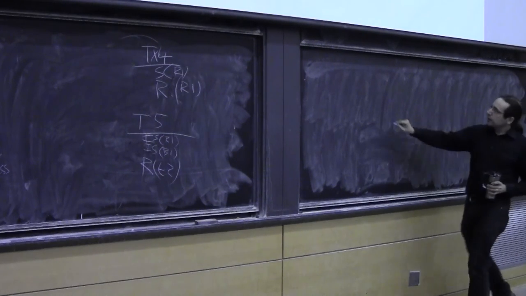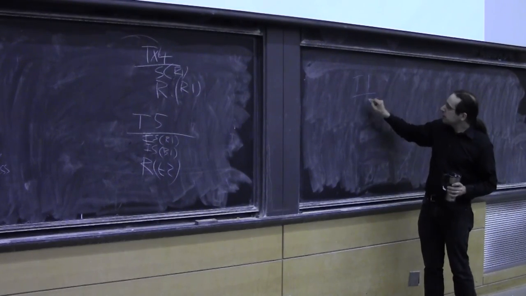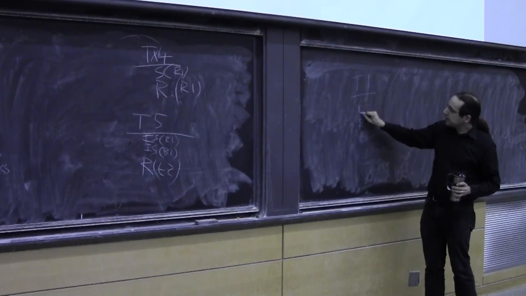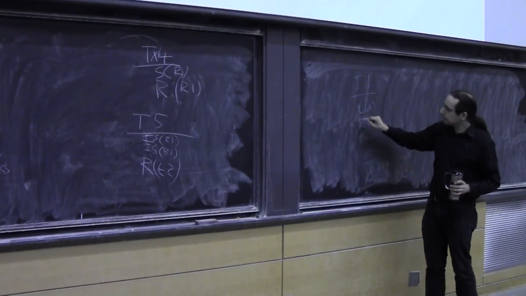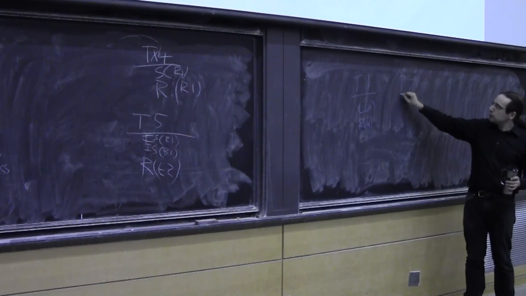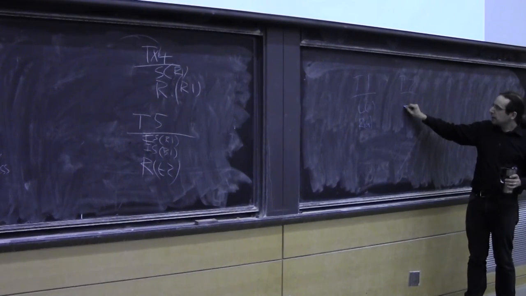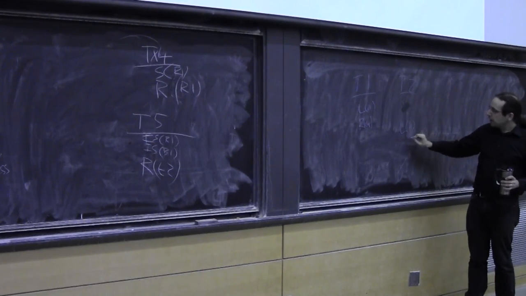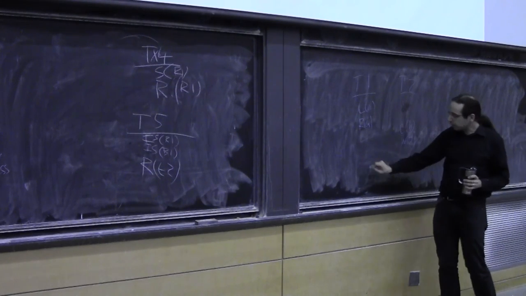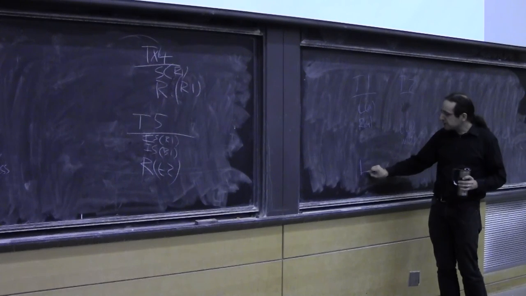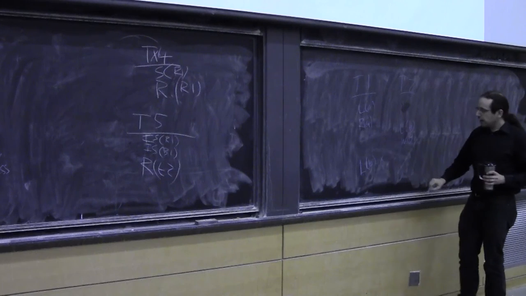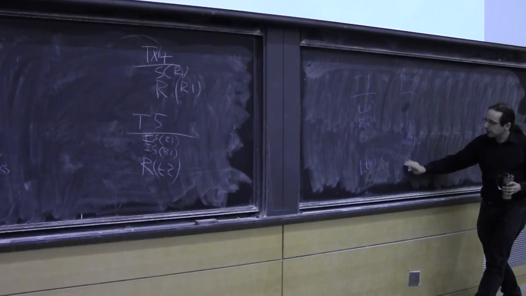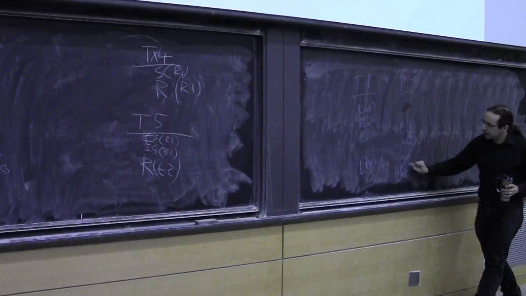So if we have transaction 1, it does a read on A, so it needs to take a lock on A first. Transaction 2 takes out a lock on B, does a write to B. Transaction 1 tries to take a lock on B, but can't. Transaction 2 tries to take a lock on A, but again, can't.